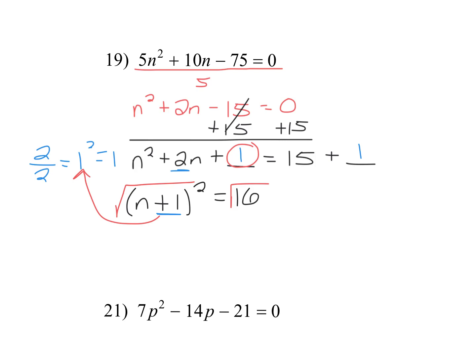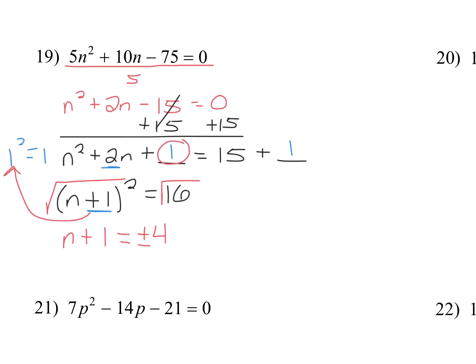So what do I have left on the left side? N plus 1. And then what do I have on the right side? What do I need with that for? Right, why do we have to have that positive negative? Why is it important? Because we have to have two solutions. Okay, so we need that positive negative 4.